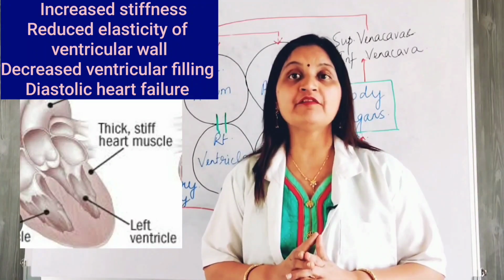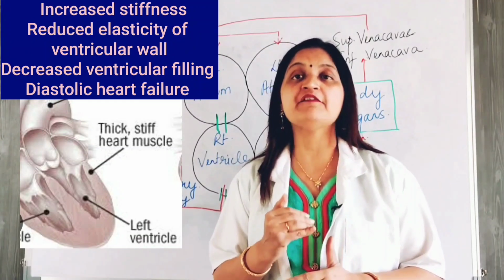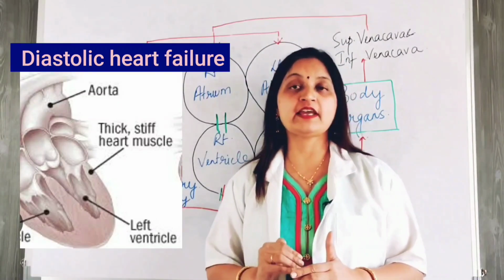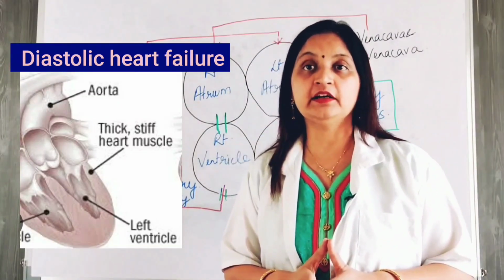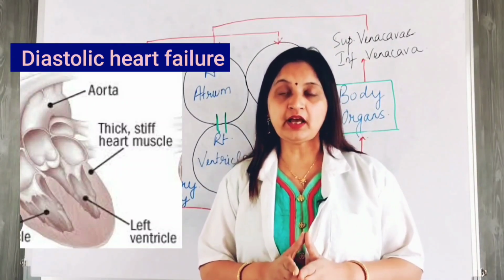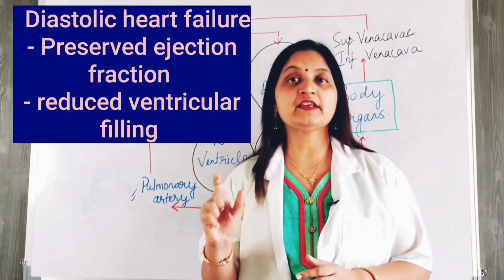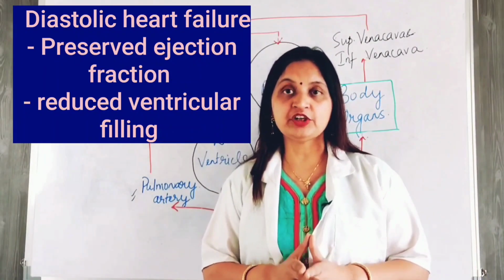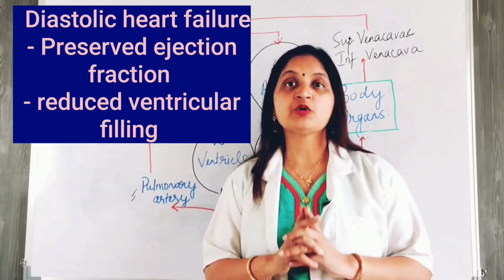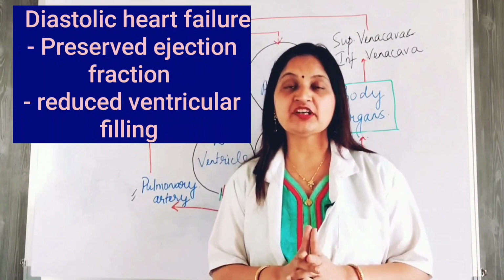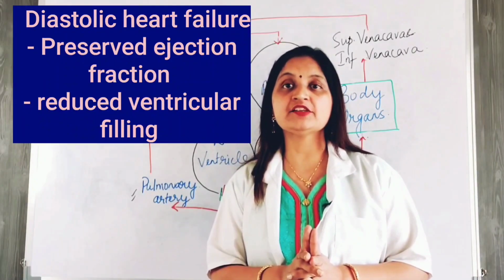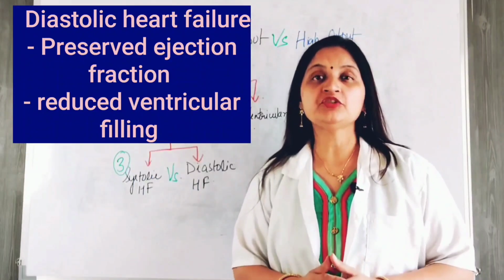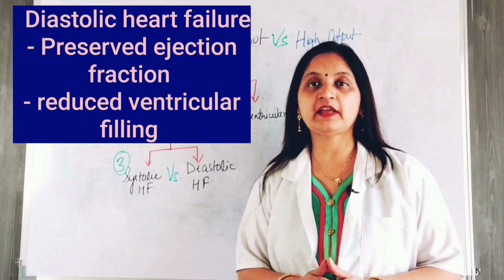There is reduced filling of the ventricle because of increased ventricular filling pressure. So reduced filling in the ventricle during the diastolic phase can cause diastolic heart failure. To be kept in mind, in diastolic heart failure the ejection fraction is preserved, unlike systolic dysfunction where the ejection fraction is reduced and the cardiac output is reduced. So in diastolic heart failure, the filling pressure is increased, the filling of the ventricle is reduced, but the ejection fraction is normal.